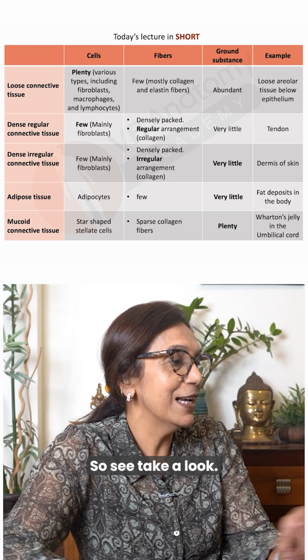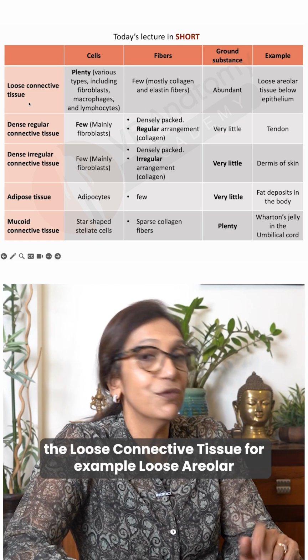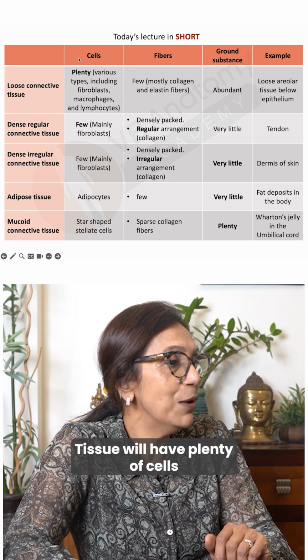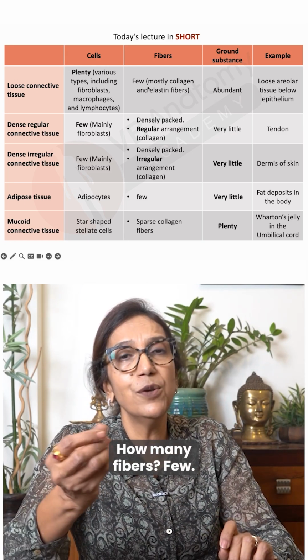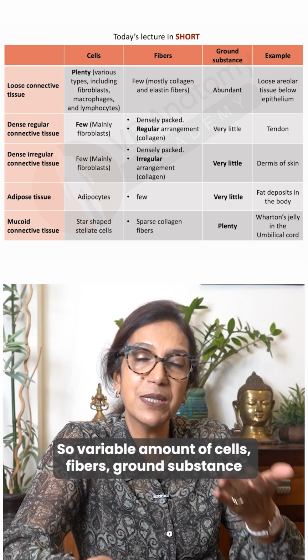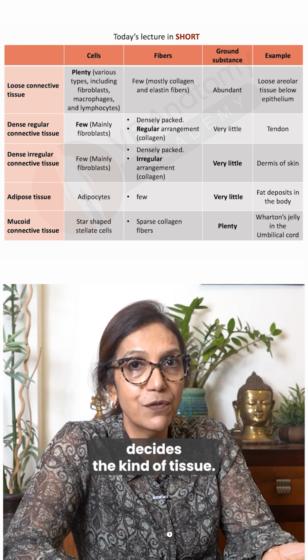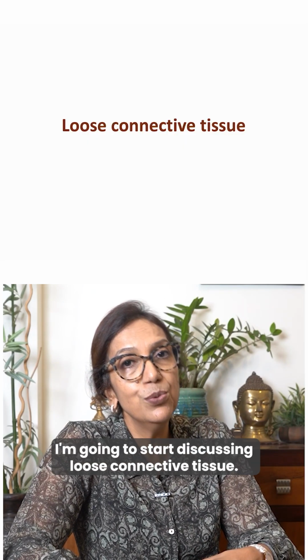So, see, take a look. The loose connective tissue, for example, loose areolar tissue, will have plenty of cells, but abundant ground substance. How many fibers? Few. So, variable amount of cells, fibers, ground substance decides the kind of tissue. I'm going to start discussing loose connective tissue.